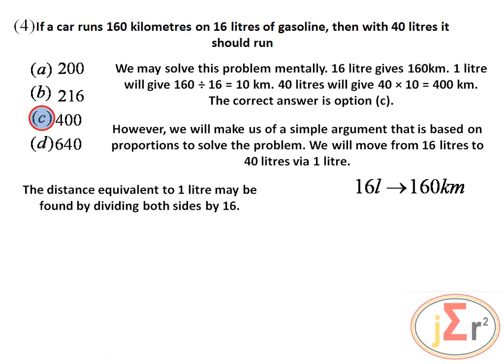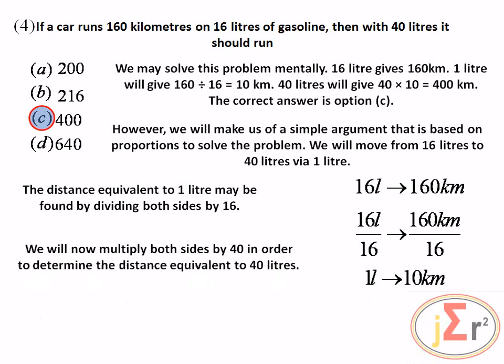The distance equivalent to 1 liter may be found by dividing both sides by 16. So if we divide by 16 here, we divide by 16 here, and see what happens. 16 divided by 16 is 1, and 16 into 160 is 10. So we have 1 liter will take us 10 kilometers. We will now multiply both sides by 40 in order to determine the distance equivalent to 40 liters. So we will multiply by 40.